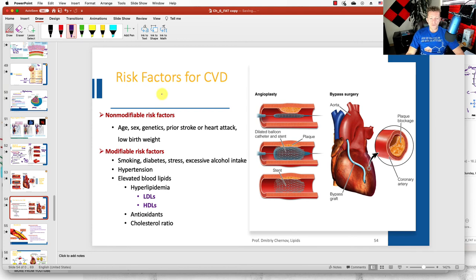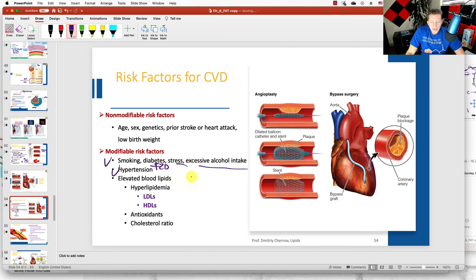So the risk factors for cardiovascular disease, let's look at modifiable ones. Smoking, right? You can stop smoking, prevent yourself from having type 2 diabetes, reduce stress, excessive alcohol. It is all modifiable, right? So you can modify that. Hypertension, again: relax, manage stress, exercise, read. I'm sure that studying for the test is kind of stressful.